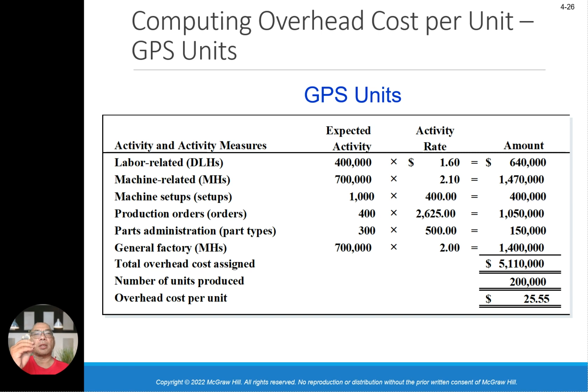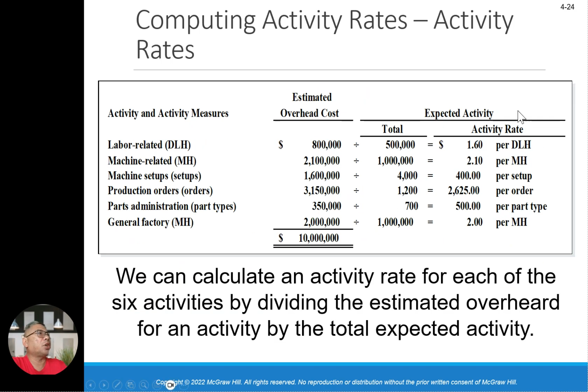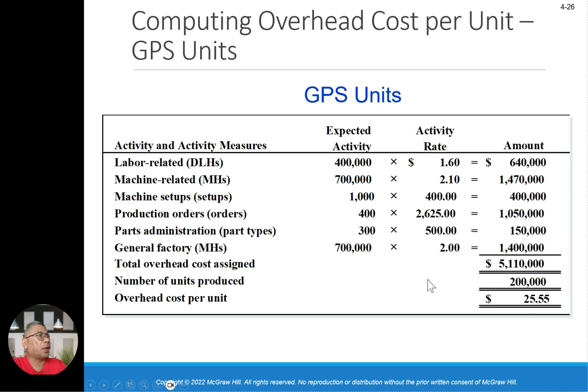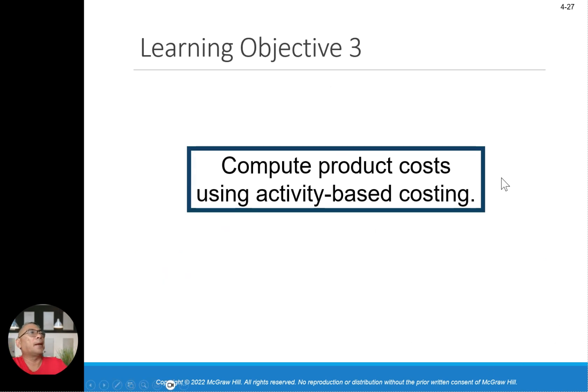Plug in the numbers that are given to you for each total unit and apply them to each specific product. Previously, this is your overall product, and you're going to apply it to your phone unit here, and then apply it to your GPS unit here. Once you do that, you're going to get each overhead cost per unit.